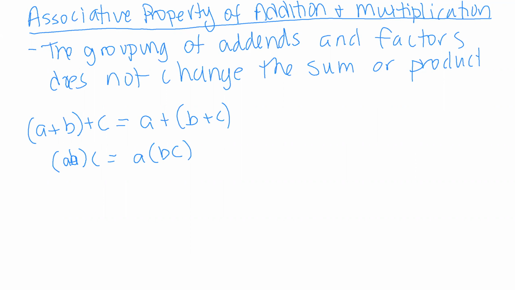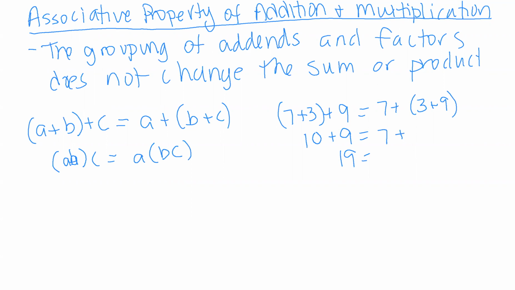So a quick example, if I had (7 plus 3) plus 9, we want to know, does that equal 7 plus (3 plus 9)? Notice the parentheses. With 7 plus 3 on the left, I would have to deal with that addition first. So 7 plus 3 is 10, and I'm going to add that to the 9. I get 19. Whereas on the right, I have to deal with the 3 and the 9 first. So 7 stays for now, and then 3 plus 9 is 12. And then I would add the 7 and the 12, and look, I get the exact same answer. Works the same way with multiplication.